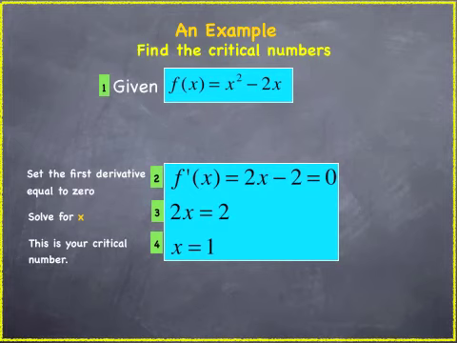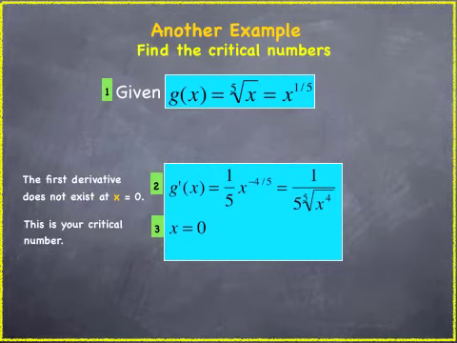Okay, so that's graphically our situation, but what about analytically? So in 1, we're given a function. We're asked to find critical numbers. What do we do? Well, in step 2, the first thing we're going to do is take our first derivative, set it equal to 0, and solve. And in 4, you see we get x equals 1, and that would be our critical number.